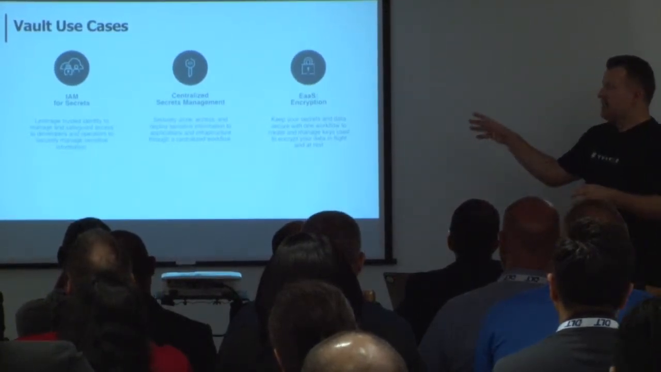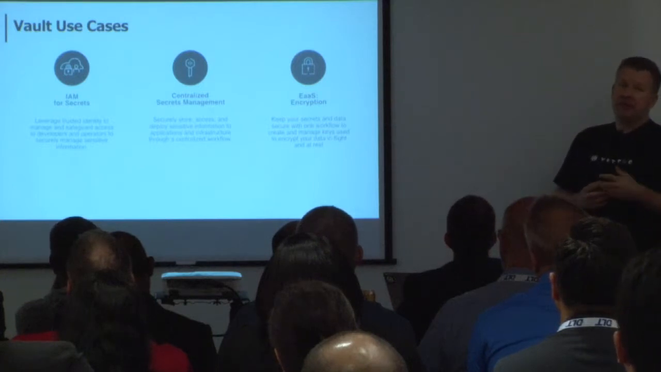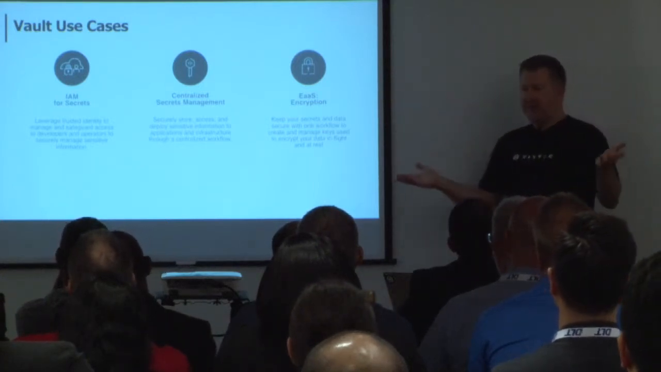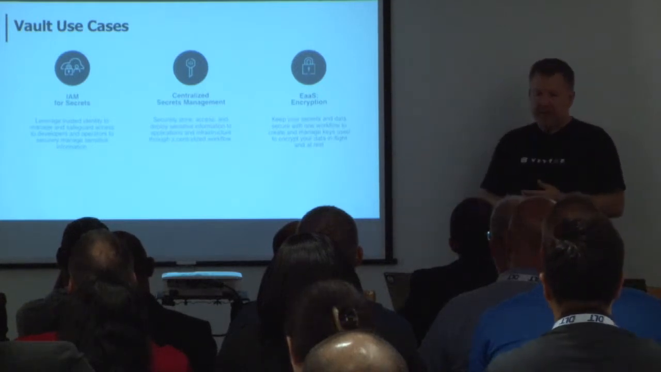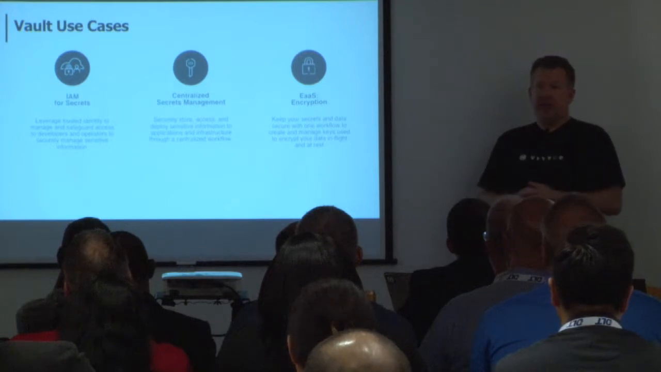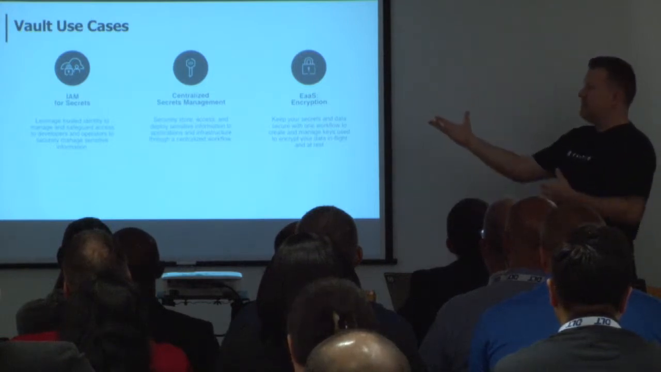And then the third use case is really around encryption as a service. We won't go into too much detail on that here. It's Vault's transit backend, but if you could think about it this way, an encryption key is just another secret, essentially. So we have a centralized secret store.